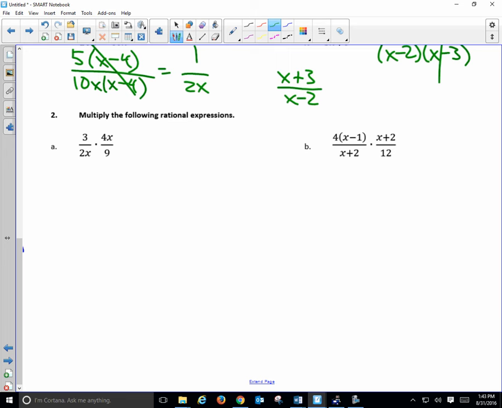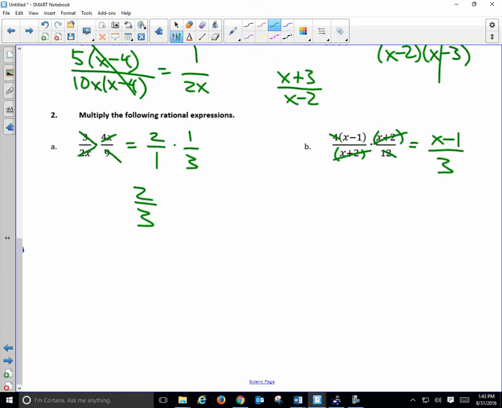Okay, it says multiply the following rational expressions. When you multiply, really nothing changes. But you might peek ahead a little bit and see if something might reduce. So for example, 4x and 2x reduces to 2 over 1. And 3 over 9 reduces to 1 over 3, so we get 2/3. And just like in example B, what's going to cancel out? The x plus 2's, and then you can see that the 4 over 12 reduces to 1 over 3, so we get x minus 1 over 3.